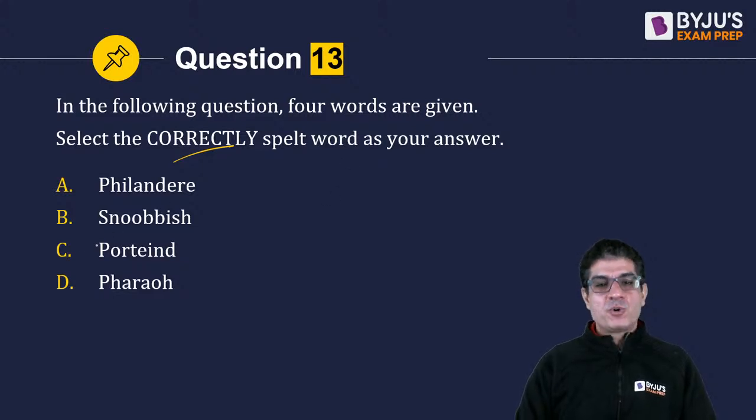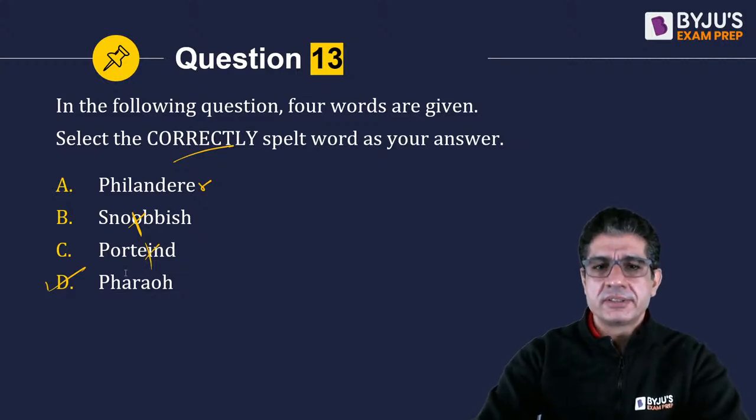So, yep, only D is spelled correctly. A should be philanderer. B should be snobbish. There is an extra A. Portend, the I needs to go. So that's your question number 13.